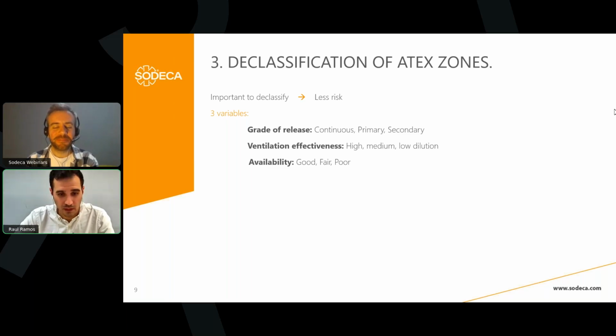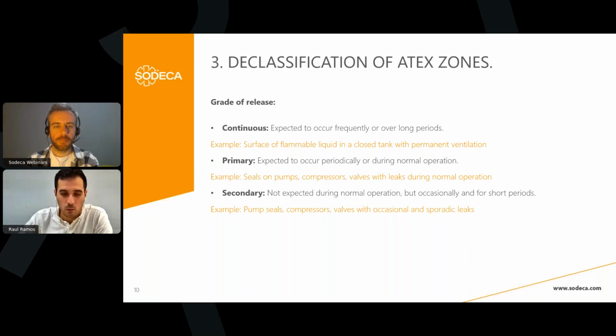Okay. So once we have classified the ATEX zones, we need to declassify them to lower the risk. So we have 3 values to take into account that I will explain in more detail. These are the rate of release, the ventilation effectiveness, and its availability. Then we have the rate of release, which can be continuous, primary, or secondary.